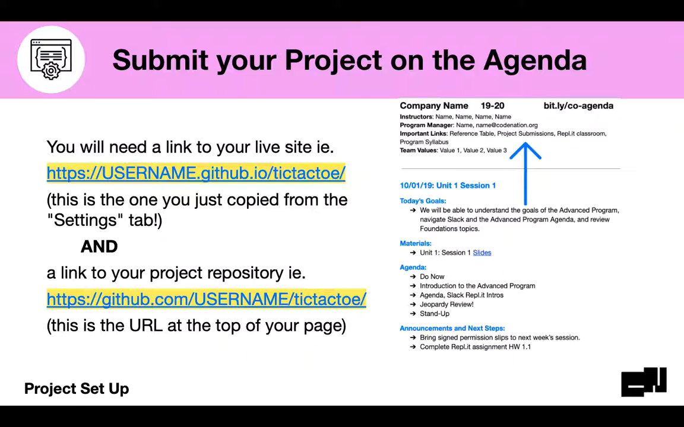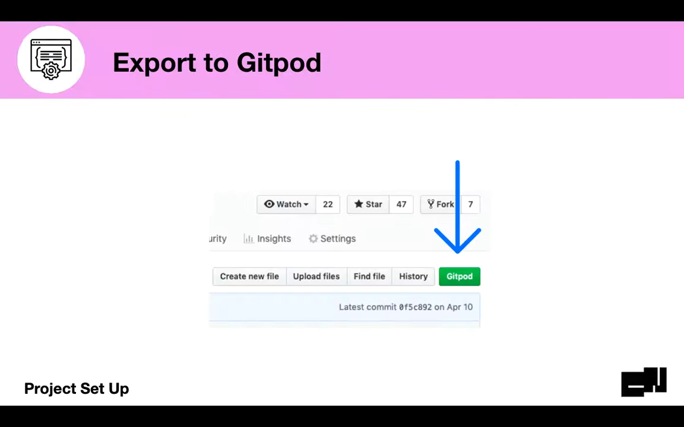And they're going to submit their project on the agenda. So they're going to want to submit the live site so you can take a look at it, and also the username for the repo so you can take a look at their code. And then in order to put it in Gitpod, all you have to do is click that Gitpod button, and it will actually open your Gitpod for you. It'll make sure you're logged in, and it will create it for you.